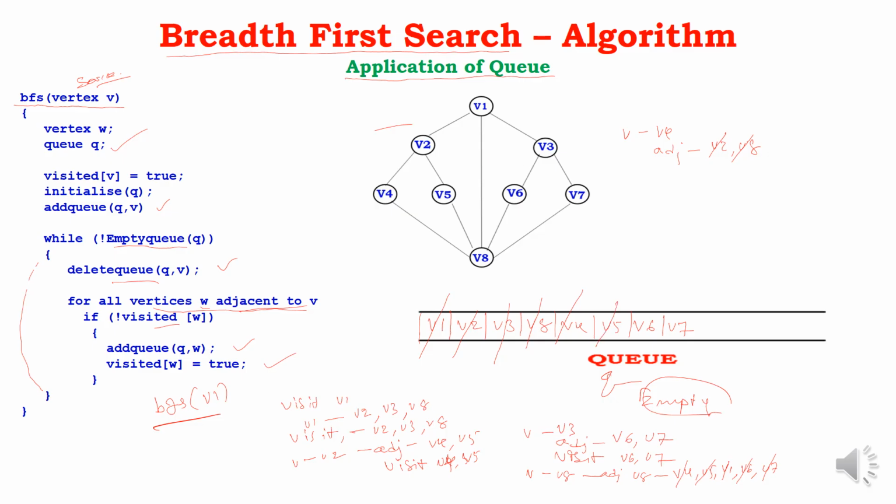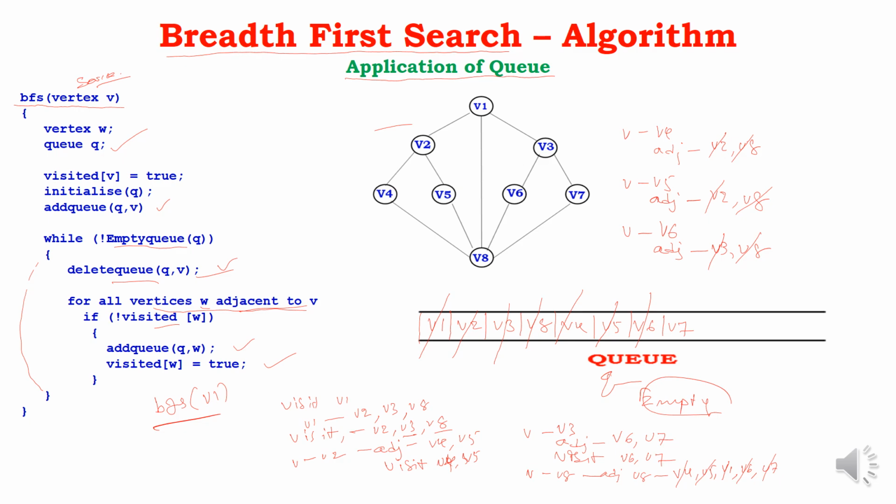Again, remove one more data item, V becomes V5. Find adjacent vertices. Adjacent of V5 are V2, V8. If not visited, they are already visited. So again we go to the while control, while not empty, yes. Again remove one more item, V6, delete. Adjacent of V6 are V3, V8. V3 is already visited, V8 is already visited.